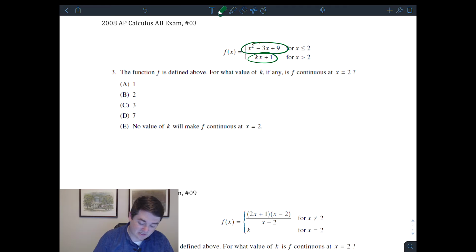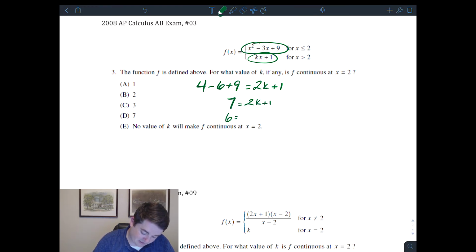So I'm going to plug in 2 for x, set them equal to each other, and solve for k. Plugging 2 into the top piece gives me 4 minus 6 plus 9 equals, plugging 2 into the bottom piece gives me 2k plus 1. Simplifying that, I've got 7 equals 2k plus 1, 6 equals 2k, so k must equal 3. So my answer is C.